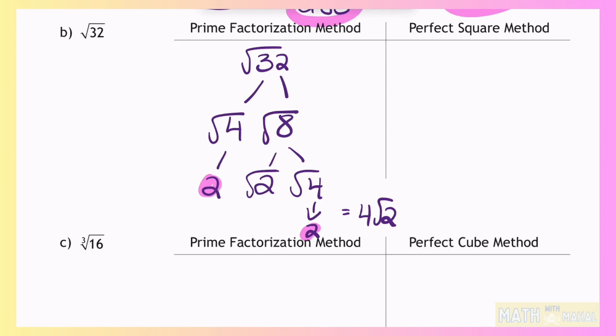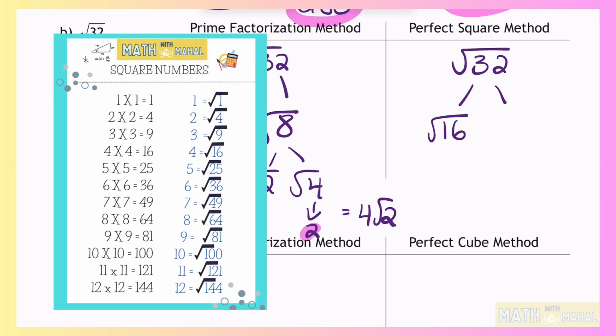Now let's try it with the perfect square method. Although this one does have quite a bit of perfect squares, so I'm sure there's another way you can factorize this. So long as you get the same answer, you're going to be okay. So looking at the perfect square method, I know that there is the perfect square of 16 times root 2. Square root of 16 is going to be 4 times our leftover, which is root 2, and we can see we get the same answer.